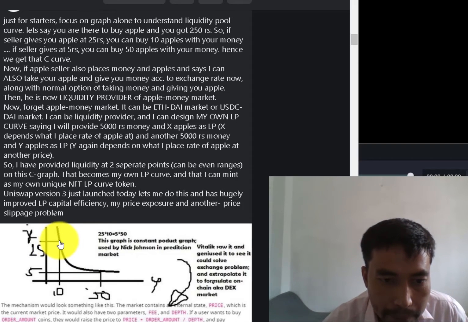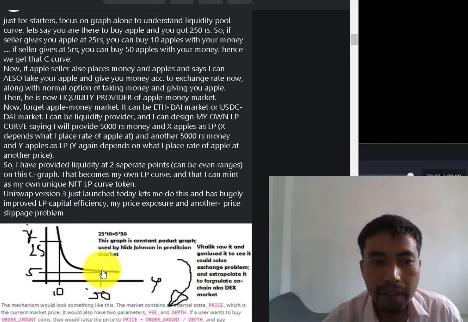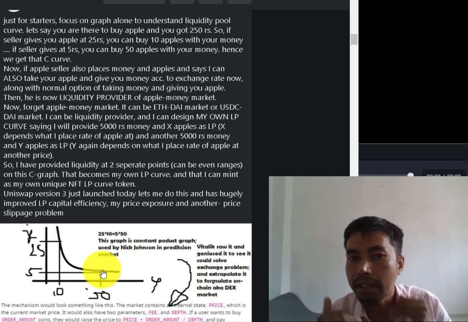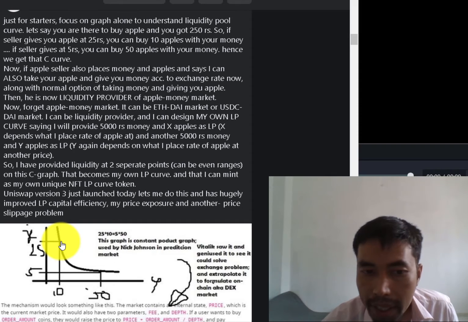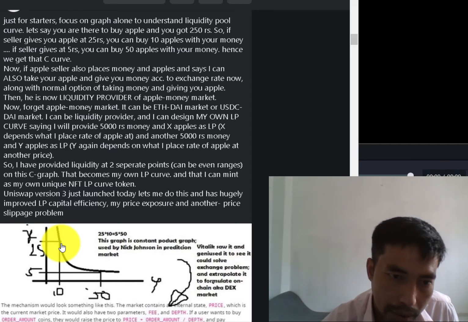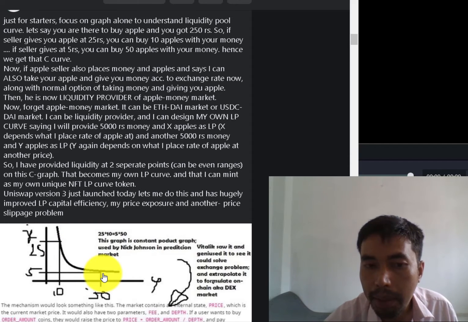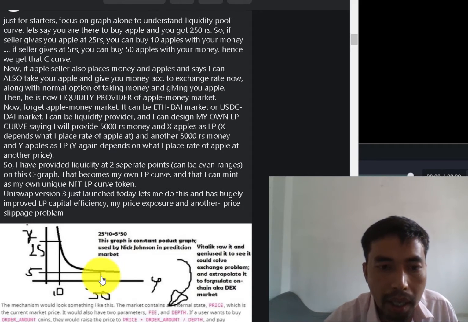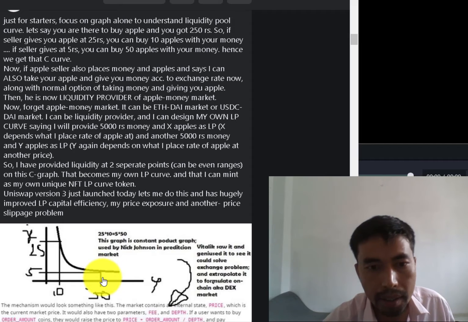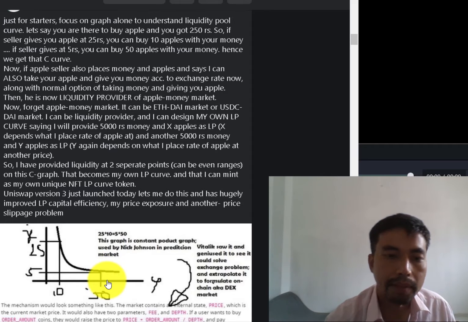It means that for any point on this graph, the x and y coordinates of any point on this graph, the product always equals the same amount. That means if we go to this point A on this curve, then suppose this coordinate is 10, 25. Then 25 into 10 is equal to 250. If we go to the second point, point B on this curve, its coordinate is 5, 50. Then again 5 into 50 is equal to 250.